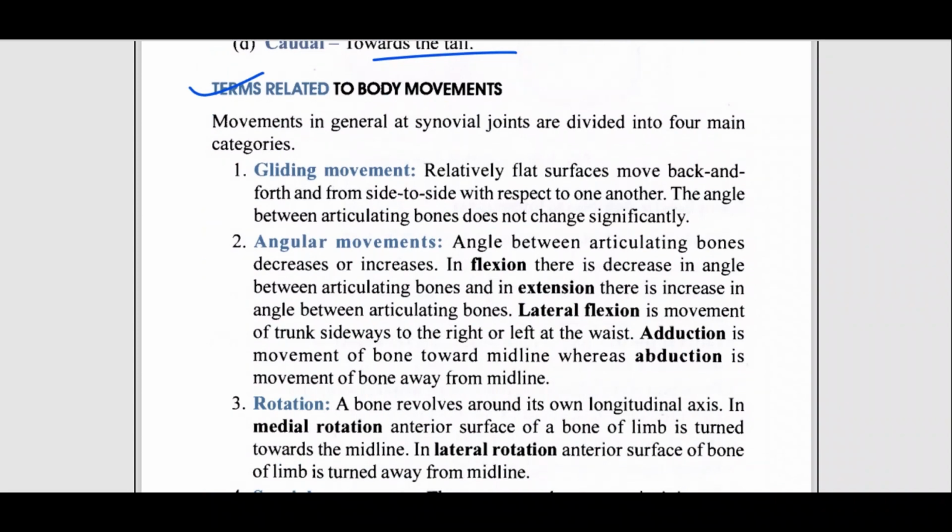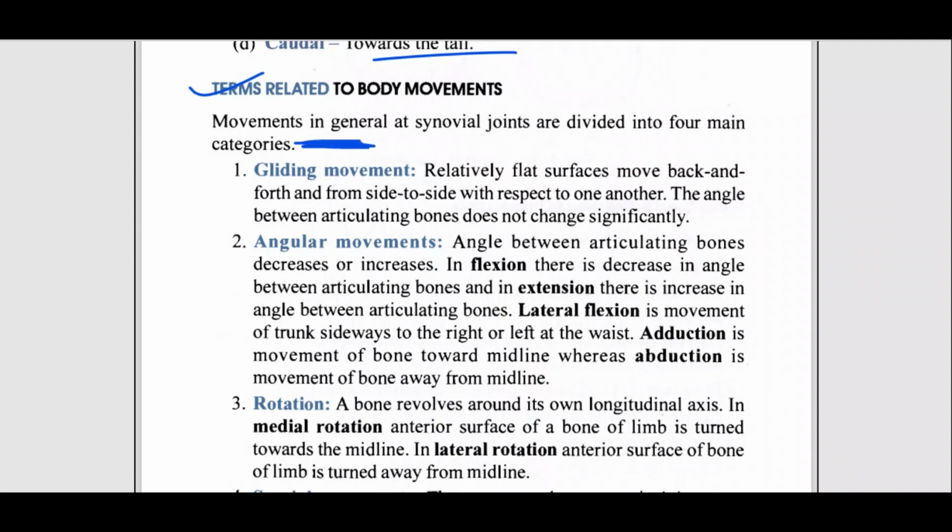Now, terms related to body movements. This is also important. Movements in general, its synovial joints are divided into four categories. इसकी four categories है. One is your gliding movement. It is relatively flat surfaces move back and forth from side to side with respect to one another. The angle between articulating bones does not change significantly.